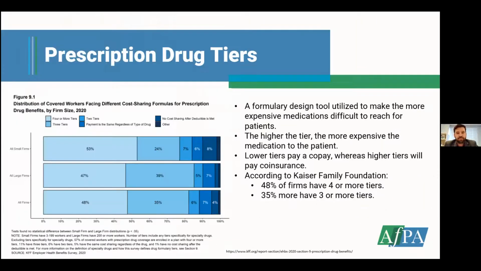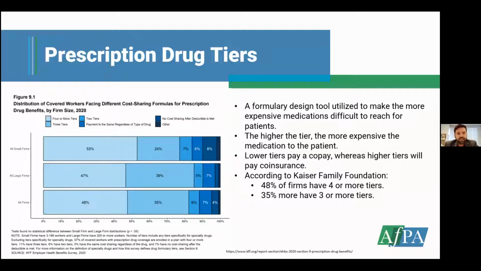Next slide, please. So we mentioned in the first slide prescription drug tiers, and I'd like to do a quick level setting on what exactly they are. They are a formulary design tool that is utilized to make the more expensive medications difficult to reach for patients. And how do they do this? Well, they'll take the more expensive medications and put them on higher tiers. They will also often require patients to pay co-insurance for these medications, and because of that, they are often more expensive than a medication that may have a copay attached to it.